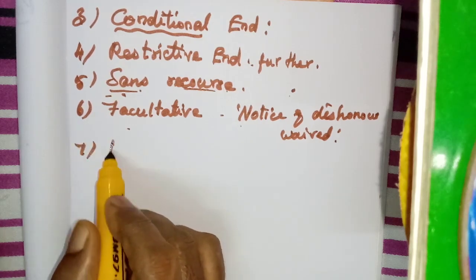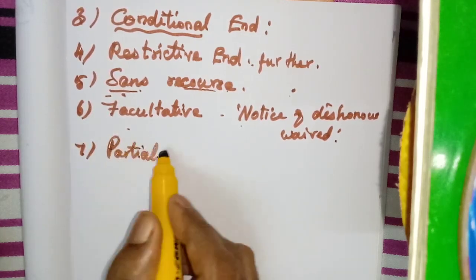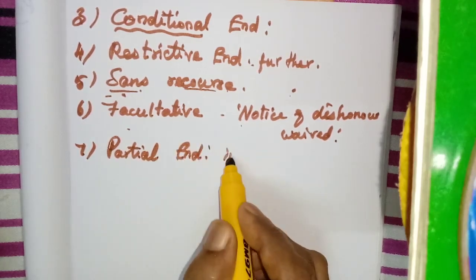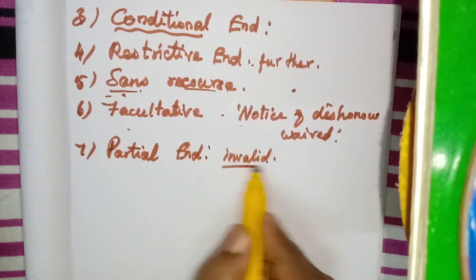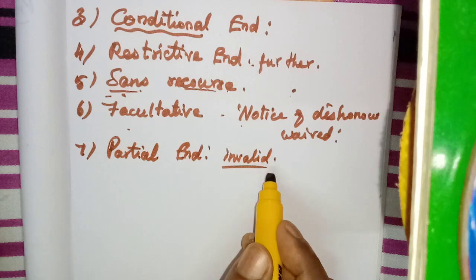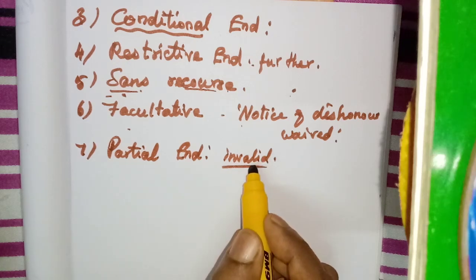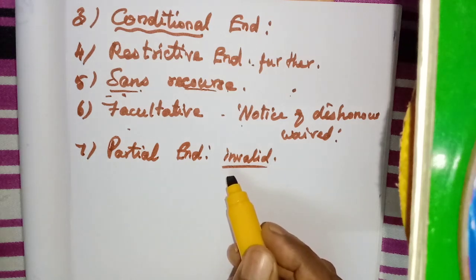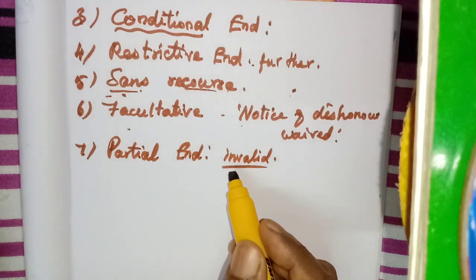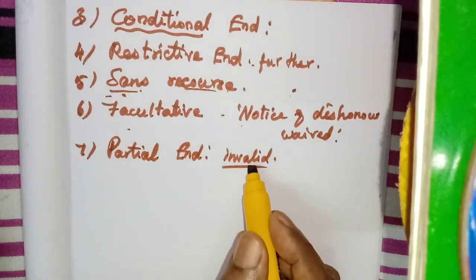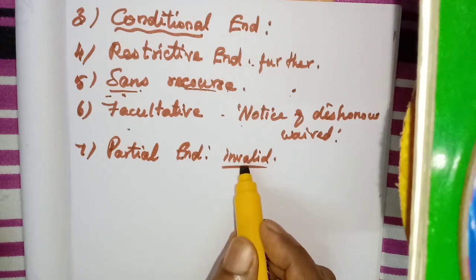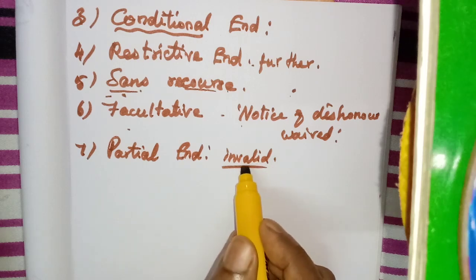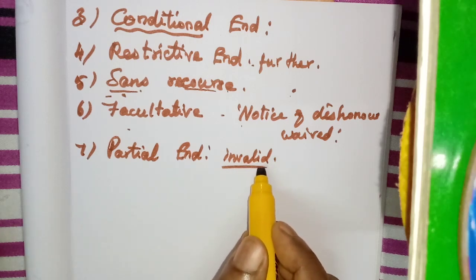The last one, partial endorsement. Partial endorsement itself is invalid. Okay, what is the meaning of this one? We have studied already, isn't it, in the presumptions, requisites. It is endorsed for the partial amount of the check to another person, but it is not valid. So if they have made a partial endorsement, the whole endorsement becomes invalid. They cannot do that.